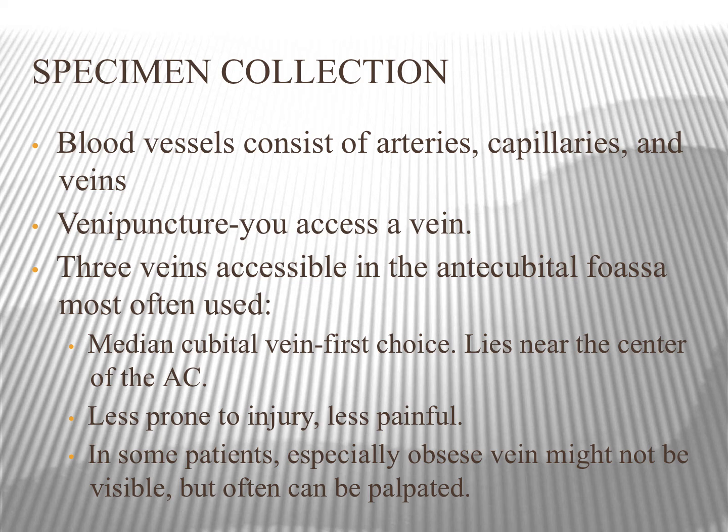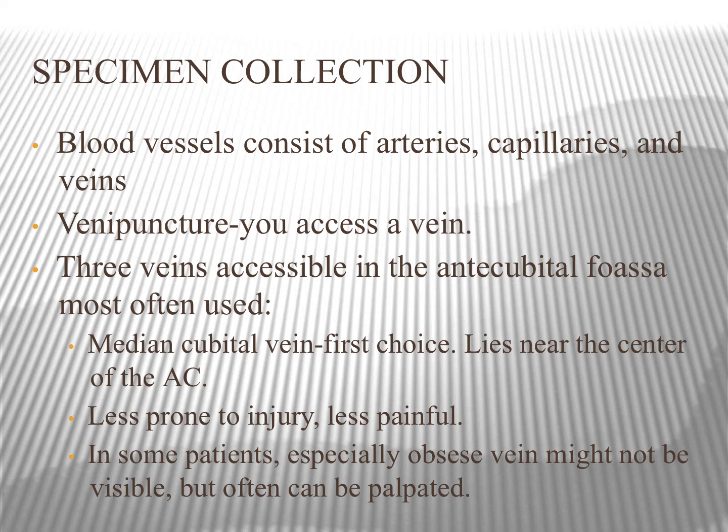So as we talked about, I believe, last week, blood vessels are going to consist of our arteries, our capillaries, and our veins. Venipuncture is where we are accessing the vein. There's 3 veins that are accessible in the antecubital fossa, which is that bend in your elbow. The most often used is the median cubital vein. That is usually going to be always our first choice. It's going to lie near the center of the AC. Again, that area of the bend of the elbow.